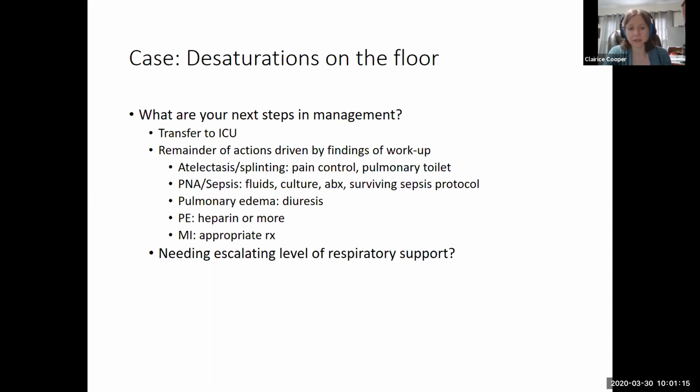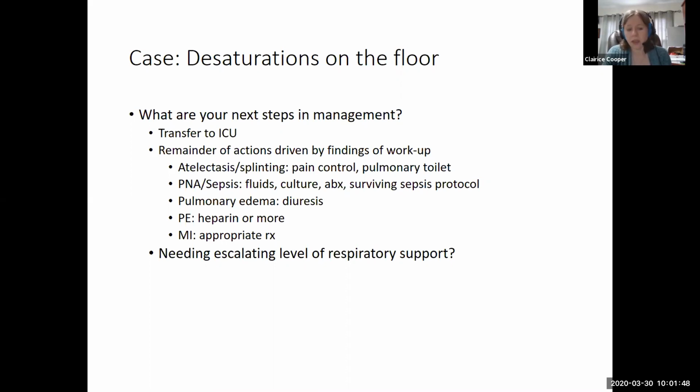So if you find atelectasis, pain control is going to be important. Pneumonia or sepsis, you're going to focus on fluids, cultures, antibiotics, and everything in the surviving sepsis protocol. Of note, this lecture is coming out at the time of the COVID crisis, and there are separate, though very similar, surviving sepsis guidelines specific to COVID patients, and I would recommend spending some time on those. If you find that the patient has pulmonary edema, then diuresis, of course, is important in limiting fluids.